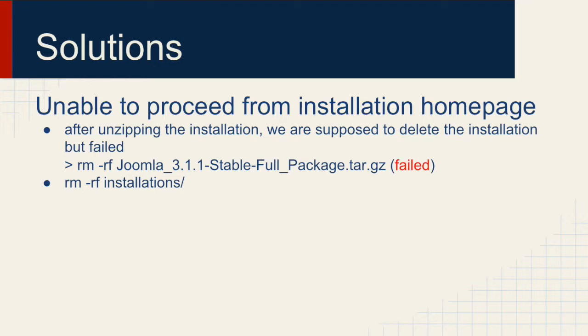And again, we were unable to proceed from the installation page. After we unzip the installation, we're supposed to delete the installation directory but failed. On the website, we put rm -rf Joomla and the package. But after we moved this, we were still unable to delete the installation. So we just did rm -rf installation, we just removed this, and it works already.